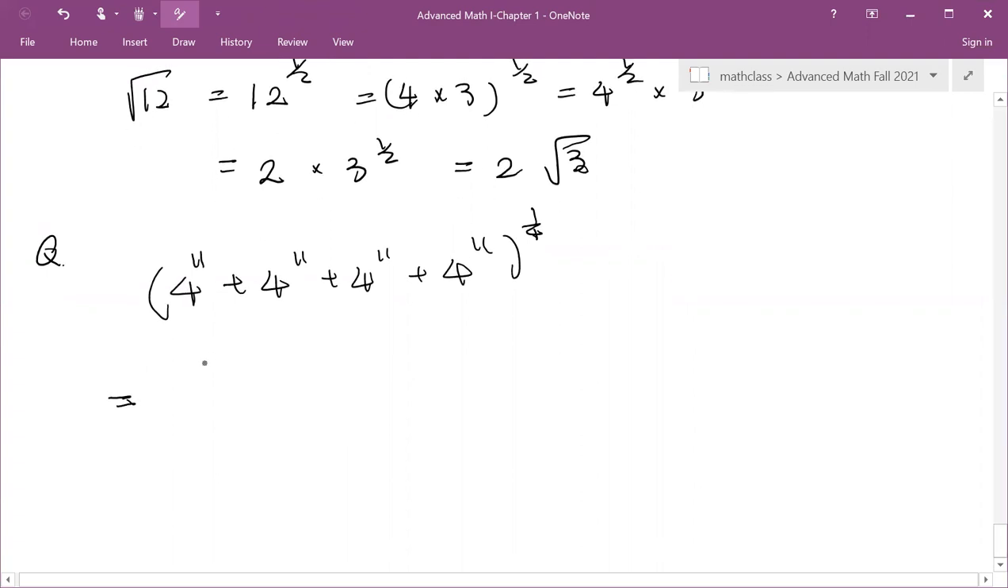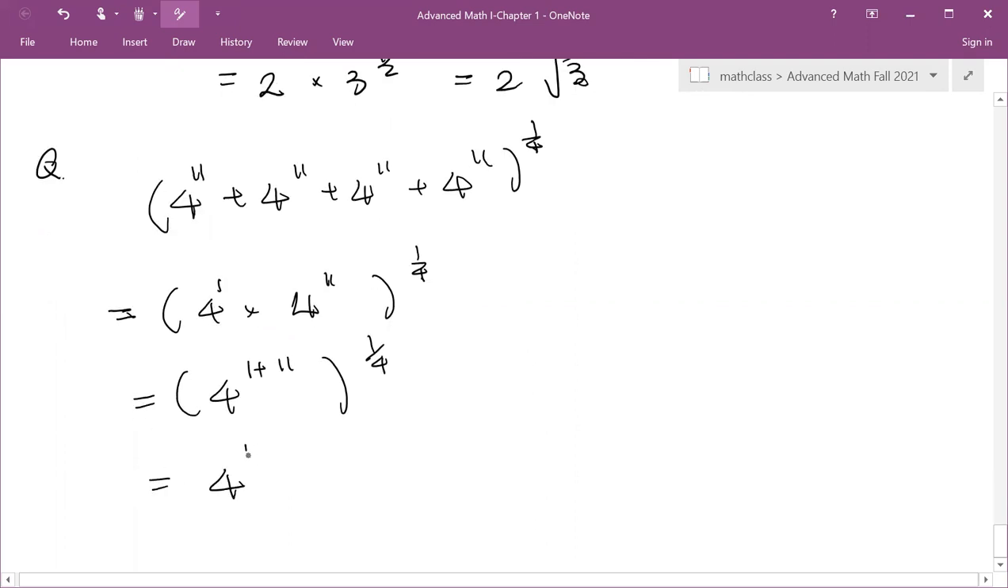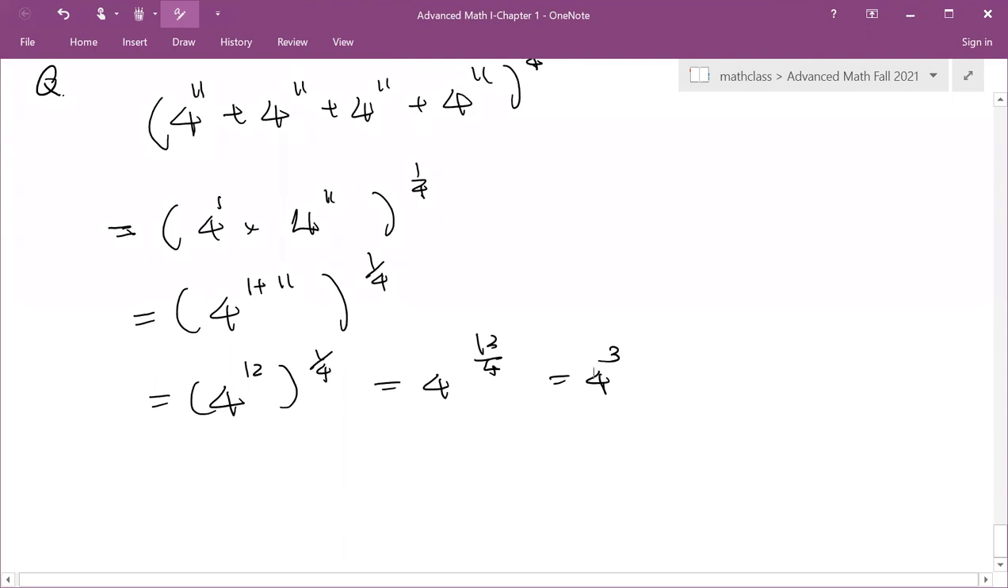So, how many fours are there? How many terms are there? 4. So it's 4 times 4 to the power 11. Now this 4 and that 4 is the same 4, so that's 4 to the power 1. So that's 4 to the 1 plus 11, and then you have 4 to the 12. Finally you use the formula, it's 12 over 4, alpha times beta. And that is 4 cubed. 4 cubed is the answer. So 64 is the correct answer. Sometimes we just leave it like that, or you can write down 64.